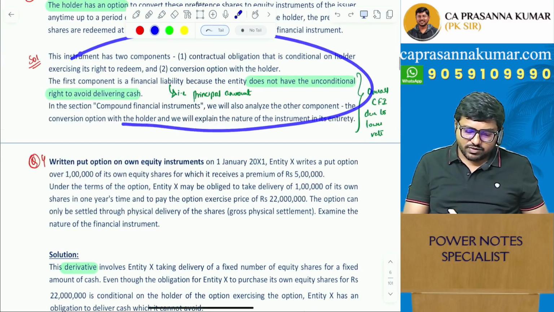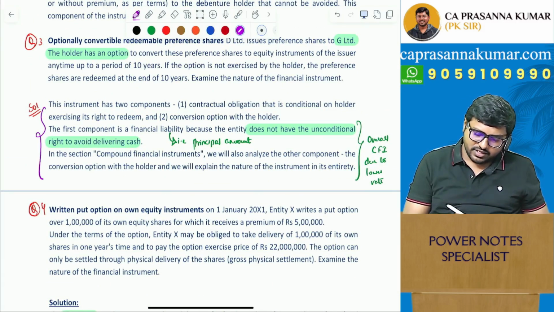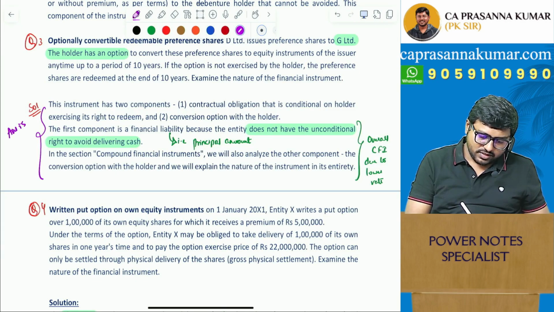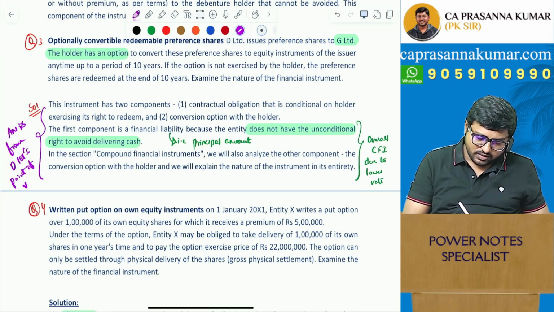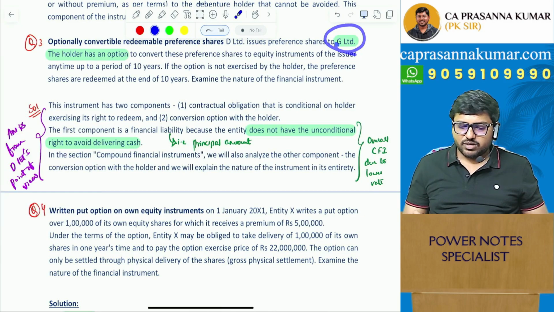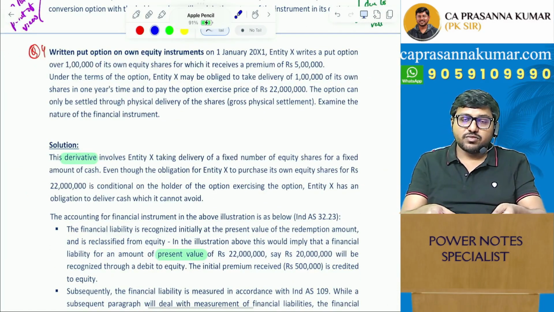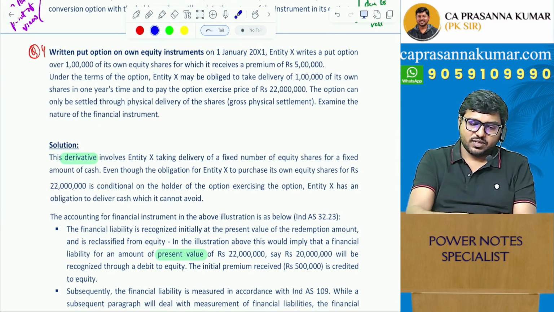We have solved this from whose perspective? D Limited's point of view. Let me write here. Answer is from D Limited's point of view. Some students will get confused here also. They'll be thinking from G Limited's point of view and then they'll say that the answer is not correct. Don't do that. Okay, the answer is from D Limited's point of view. All right.